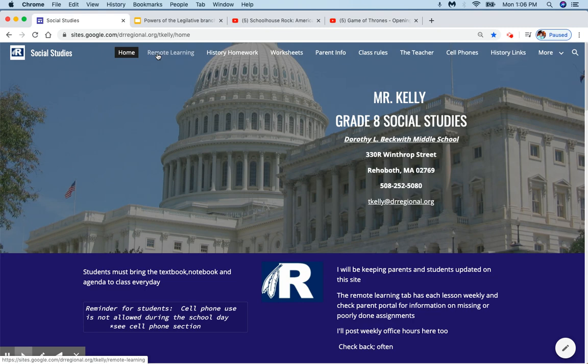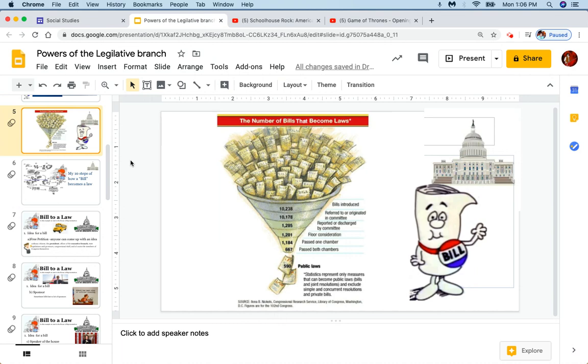So today is really the power of the legislature, part 3. We're really going to get into the bill to law stuff that you kind of already did by doing that assignment where you had to read from that book. That's an awesome example. While I keep on talking, why don't I get into the slideshow a bit?